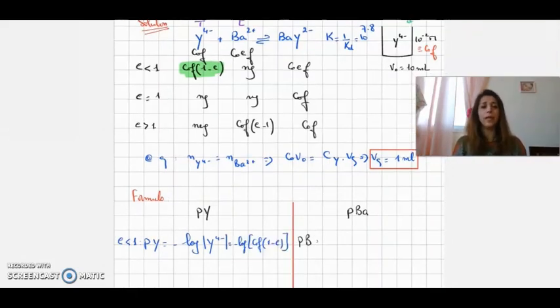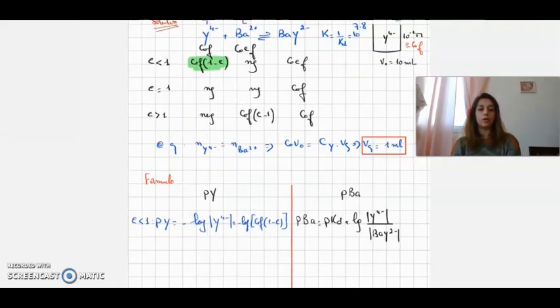For Ba, it is negligible. So to determine pBa, we have to use Kd, or we can apply it directly like pH. pBa equals pKd plus log of the acceptor Y4- divided by the donor BaY2-.